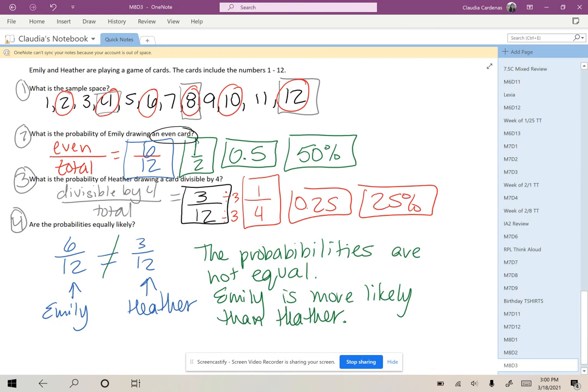So let's go ahead and stamp that the sample space of an experiment is the set of all possible outcomes of that experiment. An outcome is the result of a single event happening in an experiment, and the outcomes of an experiment are equally likely to occur when the probability of each outcome is equal.